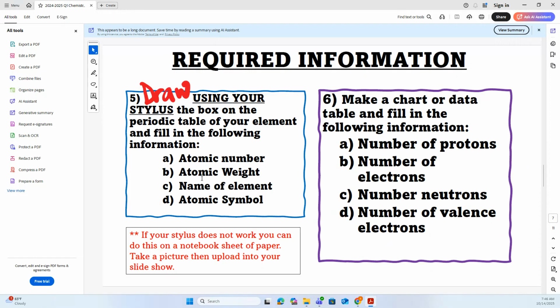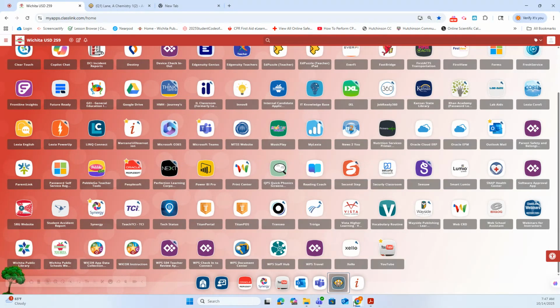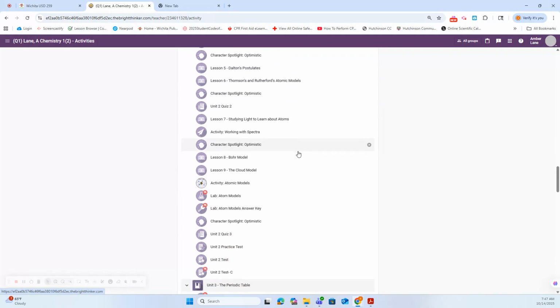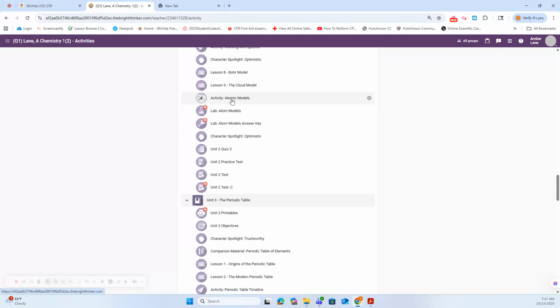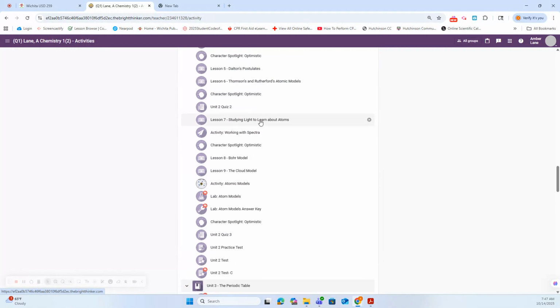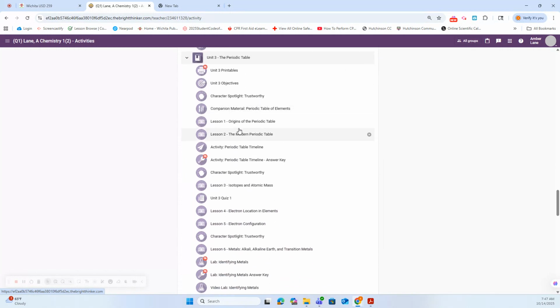So a lot of this stuff, atomic number, atomic weight, name of the element, atomic symbol, okay? All of this is stuff, protons, electrons, neutrons, valence electrons. This is all stuff you would have learned previously in Bright Thinker. So if I was to go to my Bright Thinker here, information about atoms, atomic models, protons, neutrons, electrons, periodic table, modern periodic table.